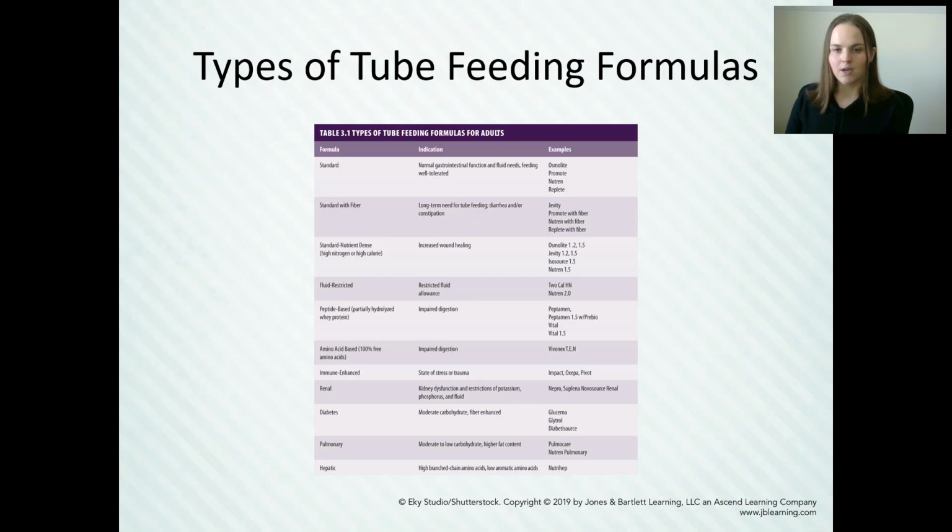You probably won't have access to every single formula out there when you're in your clinical rotation. At some smaller hospitals, maybe you will only have 2 or 3 options, and at some larger facilities, you might have 10 or 12 formula options. So I've just listed them here as a reminder that there are specialty formulas that exist, and they may or may not be indicated prior to trying a standard formula.